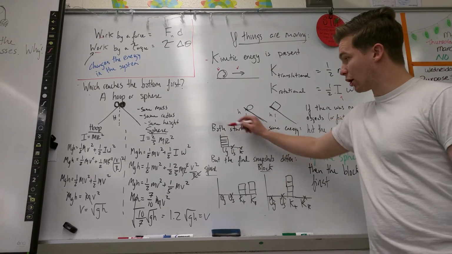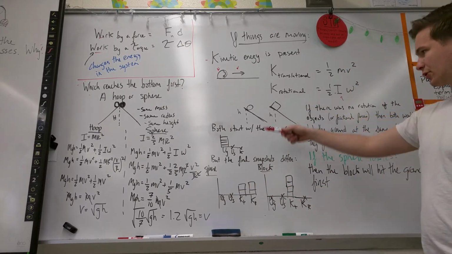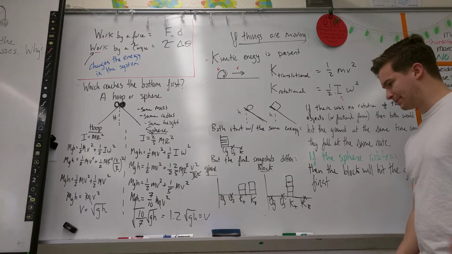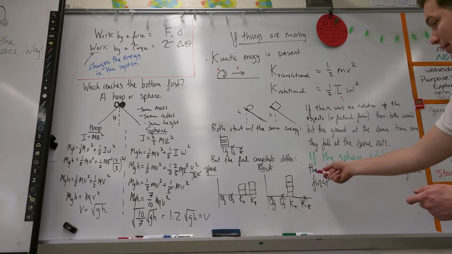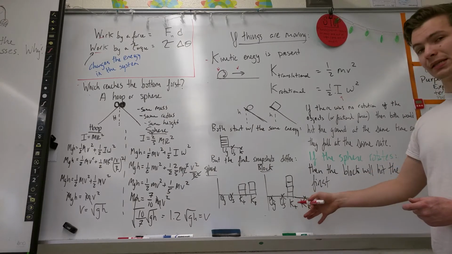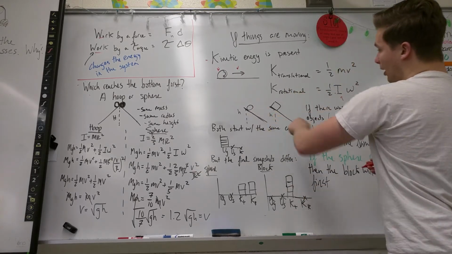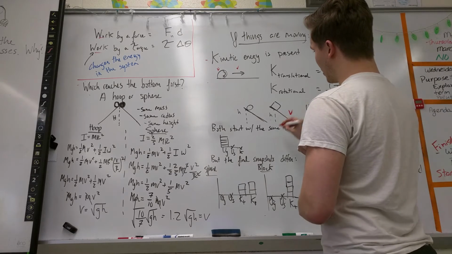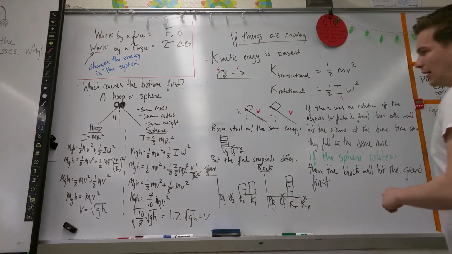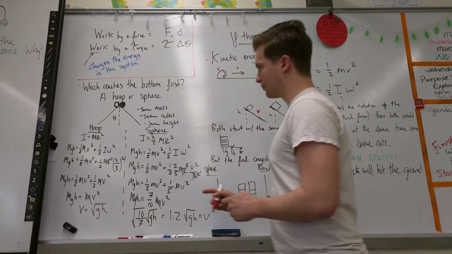And since I started with 4 blocks, I end with 4 blocks because there's no energy going into or out of the system. Well, in the block's case, it's not rotating, so all of the energy is going to translational kinetic energy, which means at any point in time, this block has a larger translational velocity than our marble does. So we would expect the block to hit the ground first.